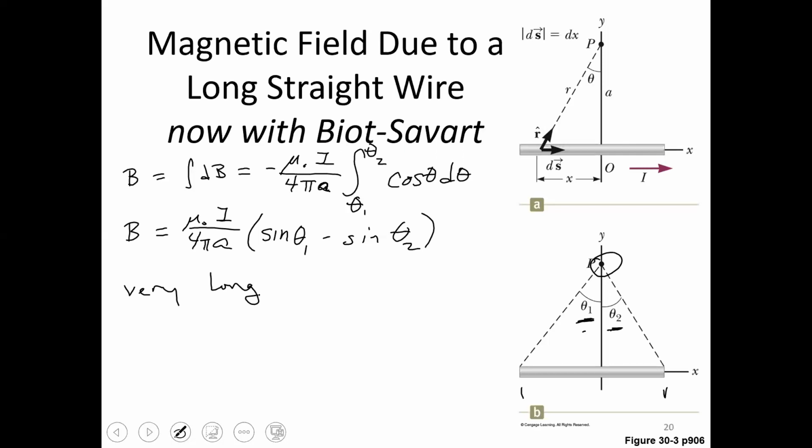But if we have a very long wire, you can picture that theta 1 is going to head towards pi over 2, right? It's going to head towards 90 degrees. And theta 2, if we're measuring in the other direction, is going to head towards negative pi over 2. And so if you substitute that into our sine theta 1 minus sine theta 2, you're going to get a 1 and a negative 1, and so that will head towards just the value 2. So for a very long wire, this simplifies.